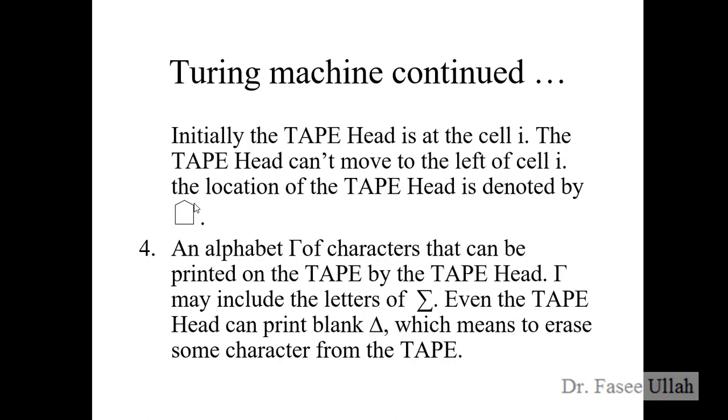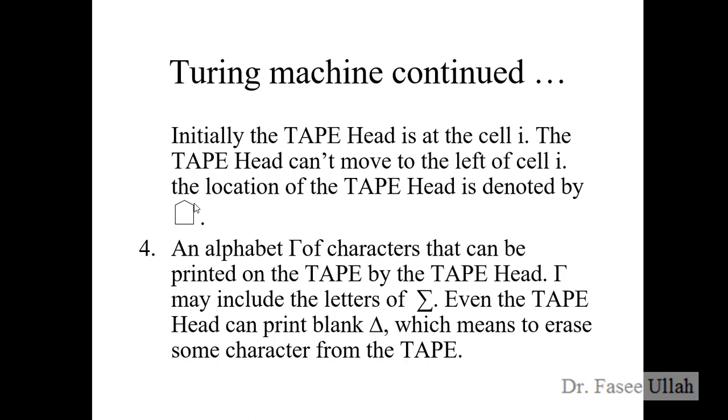So here we have the same explanation. Initially, the tape head is at the cell I, in the starting point. The tape head cannot move to the left of the cell I. The location of the tape head is denoted by the start symbol. So if we do a violation, it means we are crashing the system.